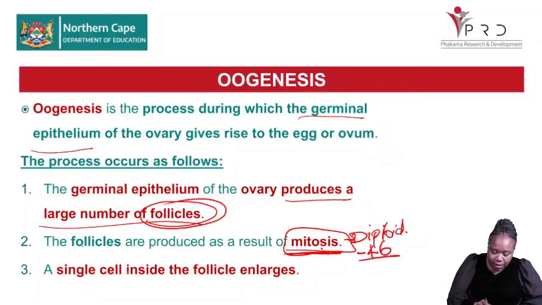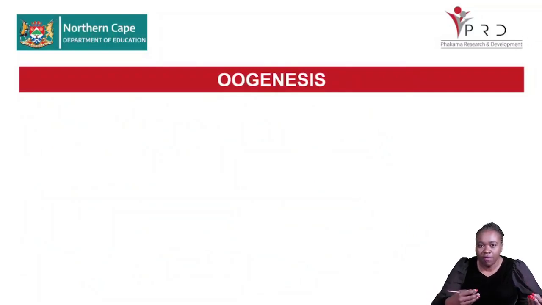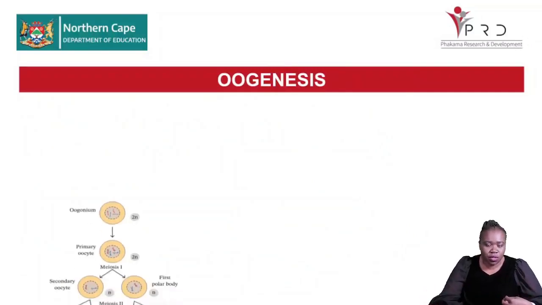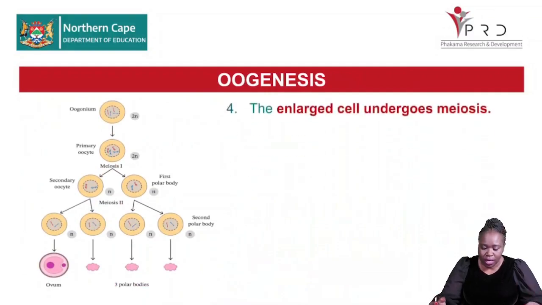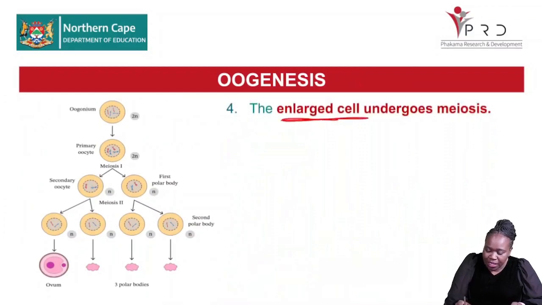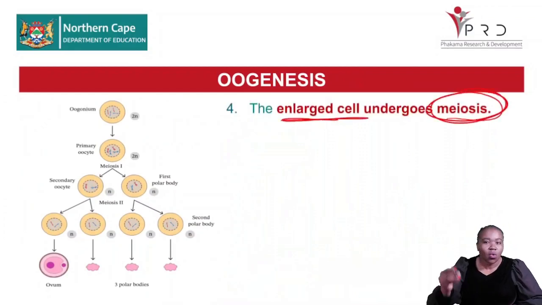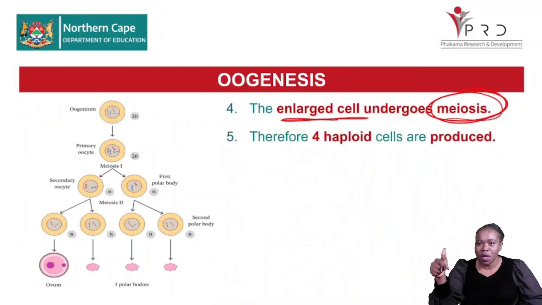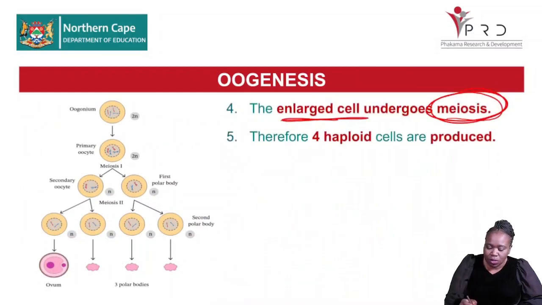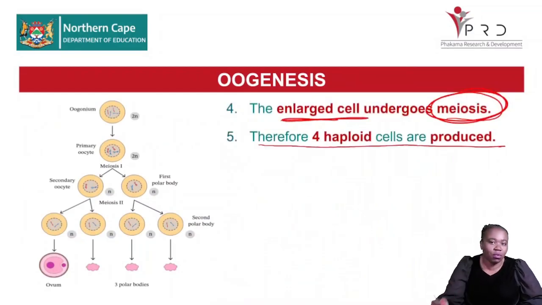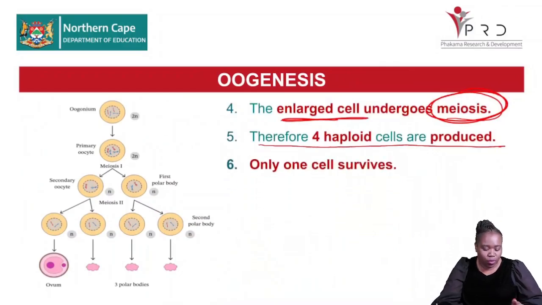Now, a single cell inside the follicle will enlarge. Right. Now, we have a lot of follicles. Single cells within the follicles are going to enlarge, and then that enlarged cell is the one that's actually going to undergo meiosis. Remember, all gametes have to be haploid, so meiosis still needs to take place. So the enlarged cell is then going to undergo meiosis. We know that as soon as we talk about meiosis, we are now talking about a haploid cell. So 4 haploid cells are then going to result from that process of meiosis.